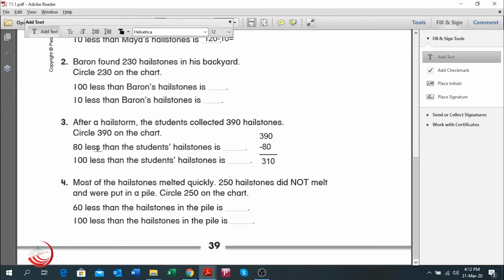This is for the first line. 100 less than the student's hailstones is. You're going to have to write 390 minus 100 equals what? Number 4. Most of the hailstones melted quickly. 250 hailstones did not melt and were put in a pile. Circle 250 on the chart. So circle 250 on the chart. Go up there, make a circle. 60 less than the hailstones in the pile is what? 250 minus 60.